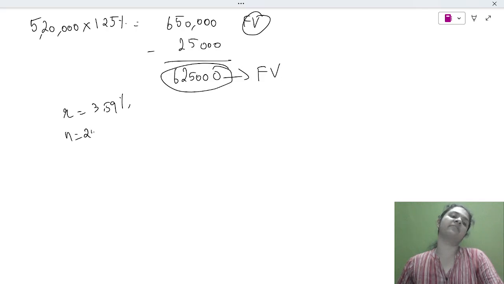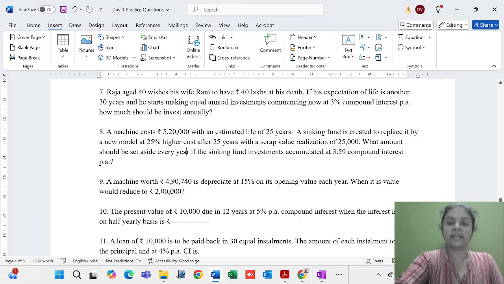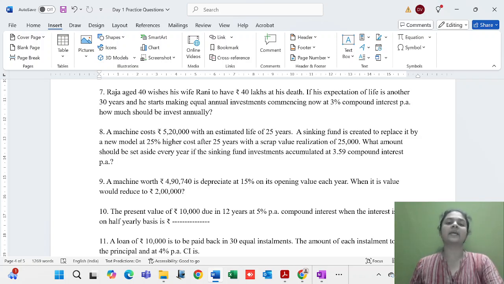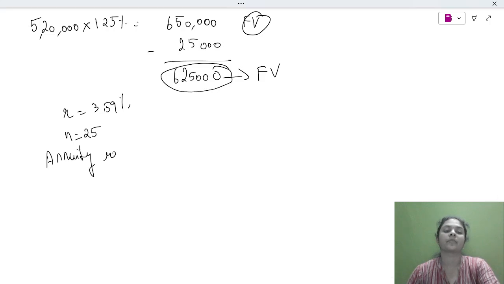N is 25 years. Now they are asking you, what is the amount to be kept aside every year? To be kept aside every year means, have they given commencing now or immediately? No. Which means it is annuity regular. So we are going to do annuity regular for what value?